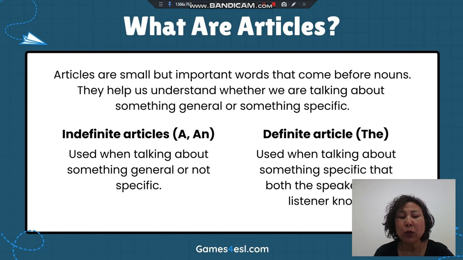Indefinite articles are used when talking about something general or not specific. The definite article is used when talking about something specific that both the speaker and listener know.